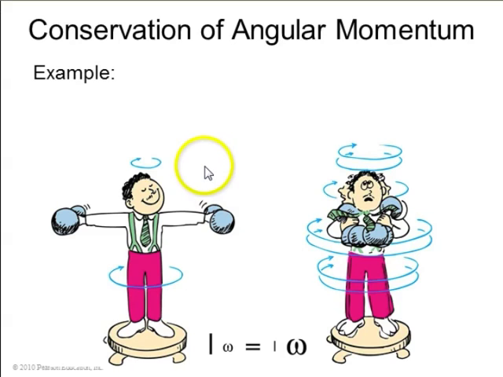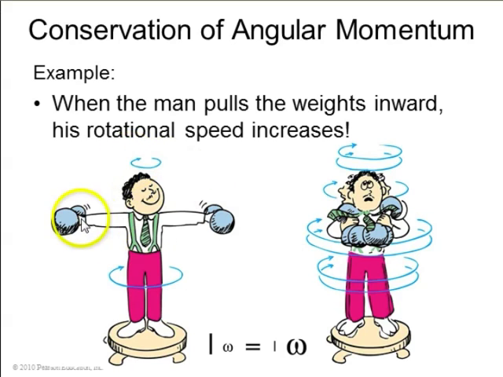Here's an example of someone who is spinning with some angular momentum and has a high rotational inertia I and a small angular speed omega. If he then pulls the masses inwards and reduces his rotational inertia, and the angular momentum doesn't change, that means he has to increase his rotational speed to keep the conservation of angular momentum. And that's why he spins faster and faster.